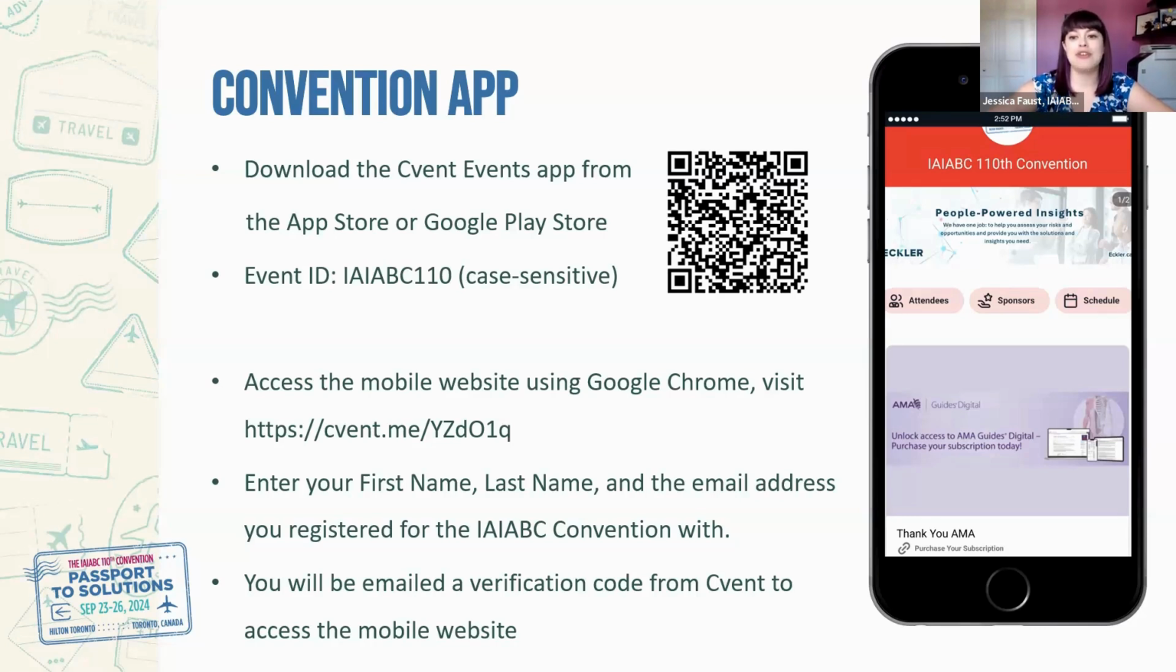Using the app, you can set your agenda for the week, see a list of attendees, view maps of the Hilton Toronto space, view and download meeting agendas, materials, learn about convention sponsors, access conference details, participate in the app game, and more. Now let's learn a little bit more about how the app works.